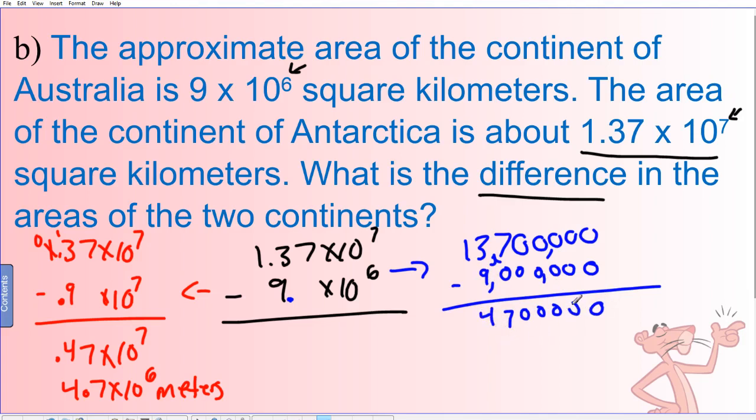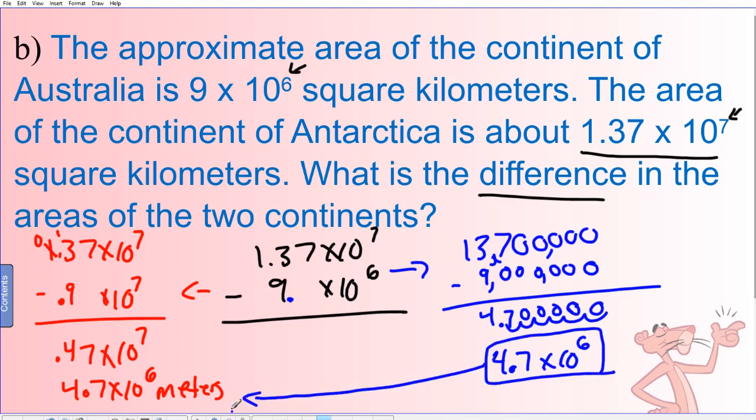And then you change this back into scientific notation, so it becomes 4.7, decimal goes here, times 10 to what power? Well, the decimal needs to move 1, 2, 3, 4, 5, 6 places. And would you look at that, no matter which method we chose, we got the exact same answer. So it just comes down to personal preference.